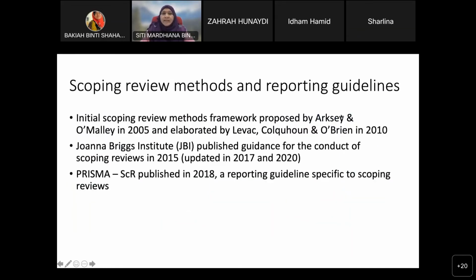So for the scoping review methods and reporting guidelines, there are three popular methods that are being used. The initial scoping review methods framework was proposed by Arksey and O'Malley in 2005, and then elaborated by Levac, Colquhoun and O'Brien in 2010. And then there is the Joanna Briggs Institute, known as JBI, which also published guidance for the conduct of scoping reviews in 2015, and they updated the guidance in 2017 and the latest in 2020. And also there is PRISMA-ScR published in 2018, which is a reporting guideline specific to scoping reviews. If you ask me, of these three, the most famous methods used are, first, the JBI, the Joanna Briggs Institute, and the second one is Arksey and O'Malley.